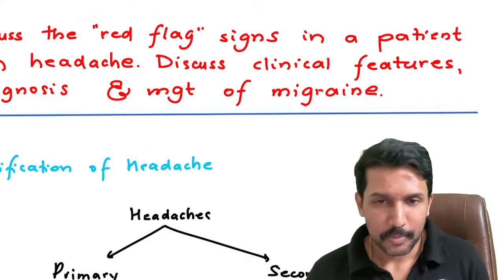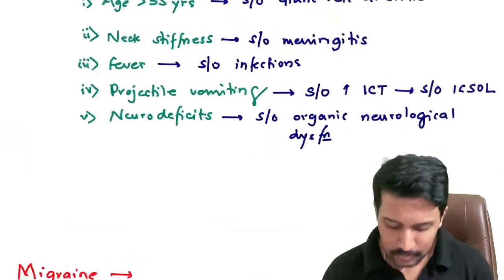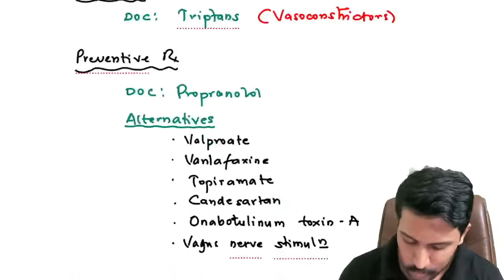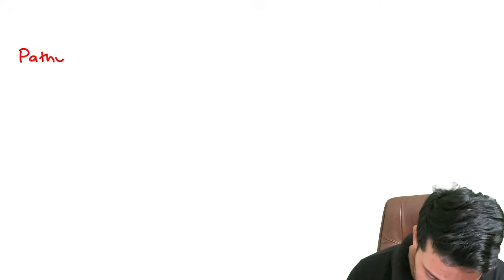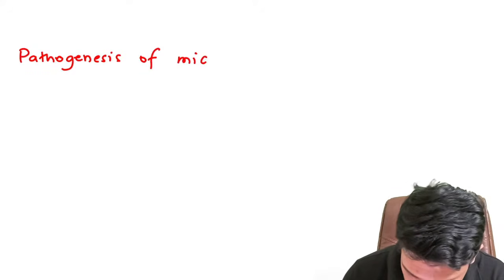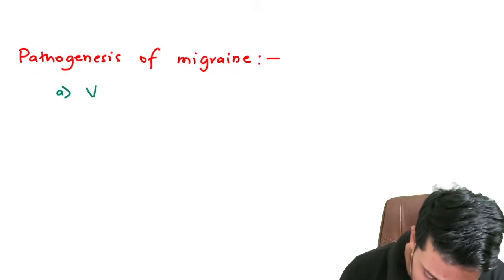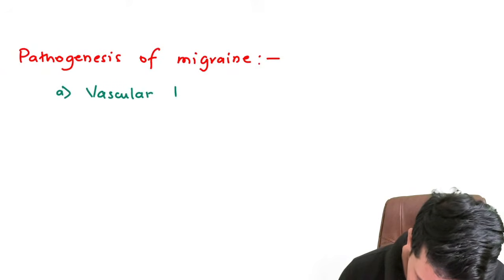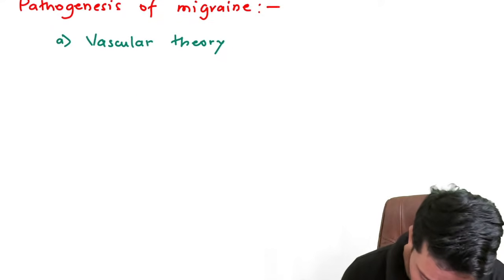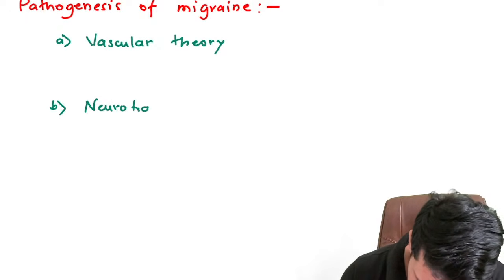Okay, Zubi, I will address the pathogenesis as well. So what is the pathogenesis, if they're asking? The pathogenesis of migraine has evolved a lot. So I will mention only key points that you can use as headings for writing if they're asking about the pathogenesis of migraine. So one I want you to mention is the vascular theory. B, neurotransmitter theory.